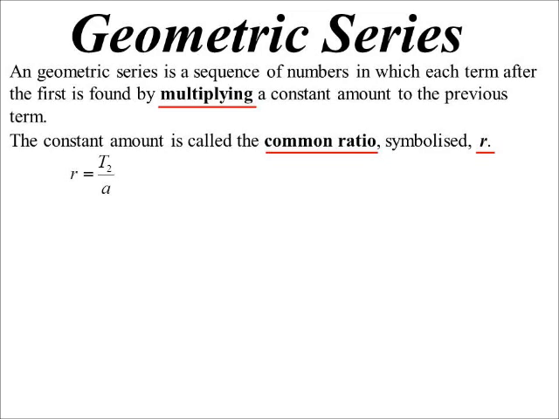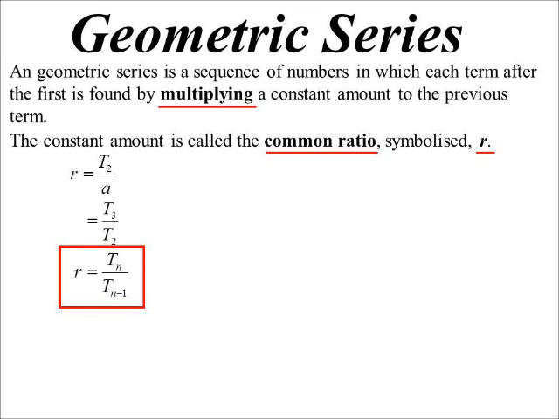So if we wanted to work out the ratio, instead of subtracting, we would now divide. So second term divided by the first term, or the third term divided by the second term, or we could pick any term divided by the one before. Now this is where we've got to be careful though. Yesterday I said with arithmetic it doesn't have to be consecutive ones.